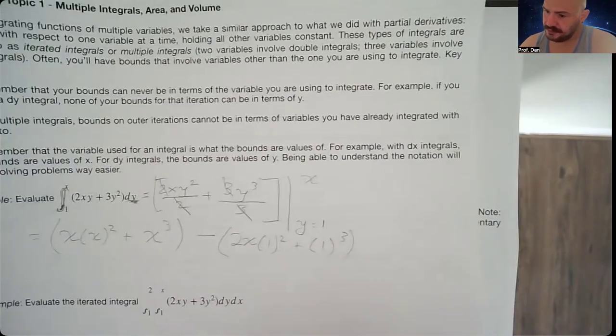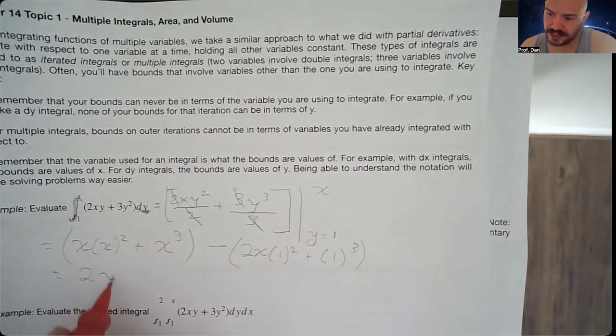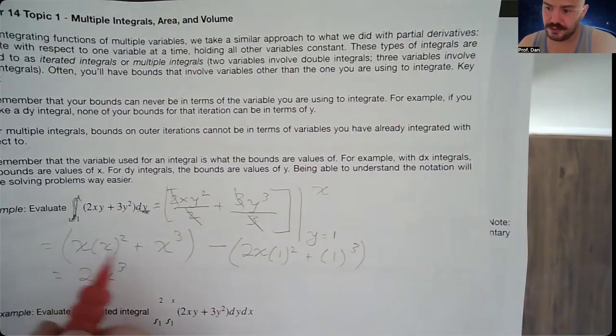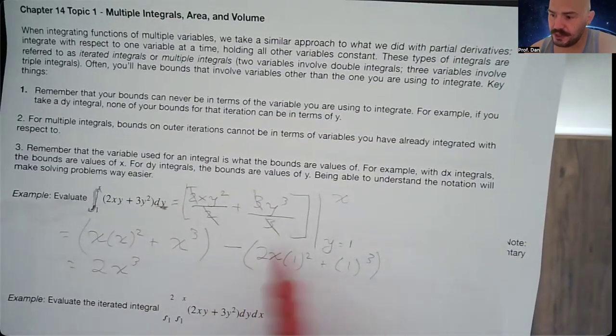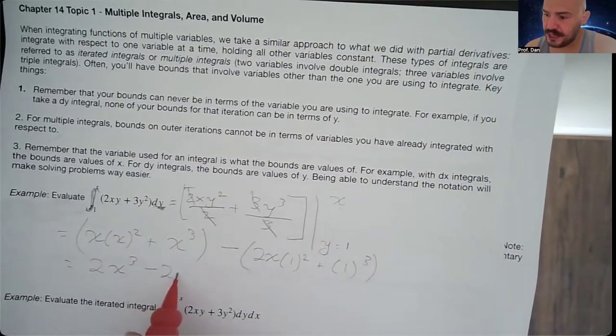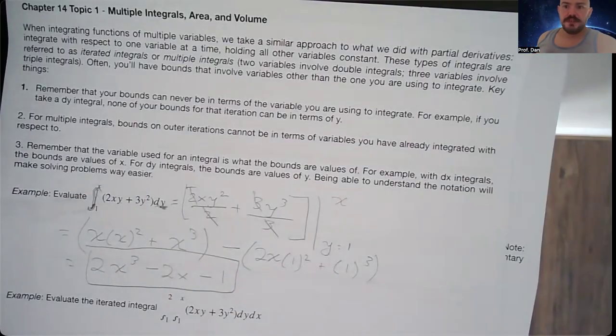So with that said, I know that this is going to simplify to 2x cubed. Right? We get an x cubed here, like terms, 2x cubed. Then I have to distribute the negative, so I get minus 2x minus 1. And that is the antiderivative. So that's still kind of a basic, this is what you would do with one integral type of thing.